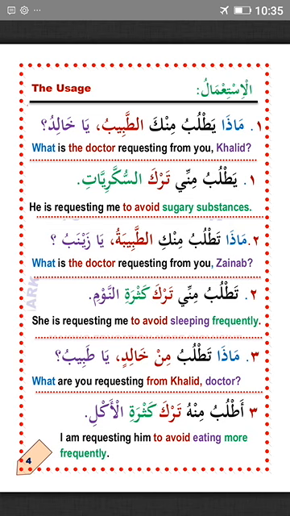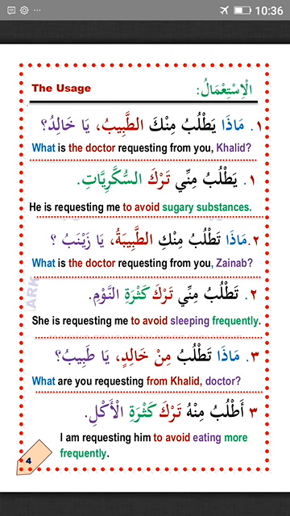أطلب منه ترك كثرة الأكل. أطلب منه. I am requesting him ترك كثرة الأكل to avoid eating more frequently. لعلك فهمت. I hope you understand.